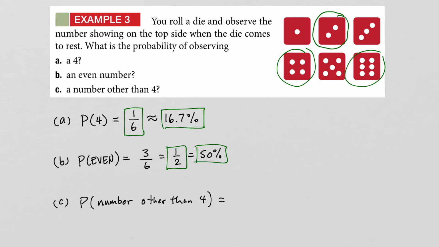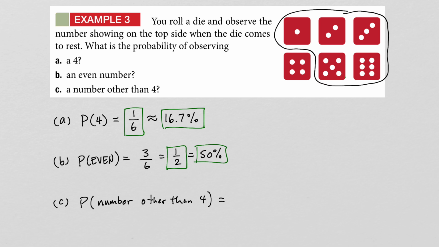And in the final one here, what is the probability of getting a number other than 4? Now, again, this is a fairly simple problem here, right? There are 5 numbers that are not a 4. So the probability of getting a number other than 4 is 5 out of 6. And 5 out of 6 is approximately equal to 83%.